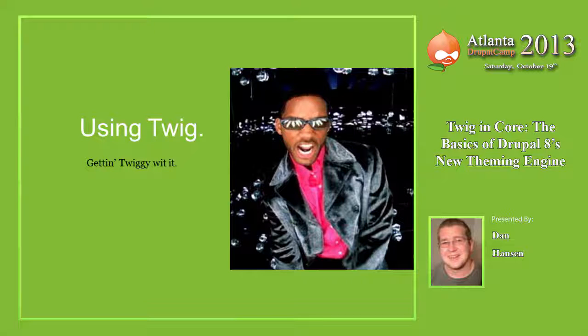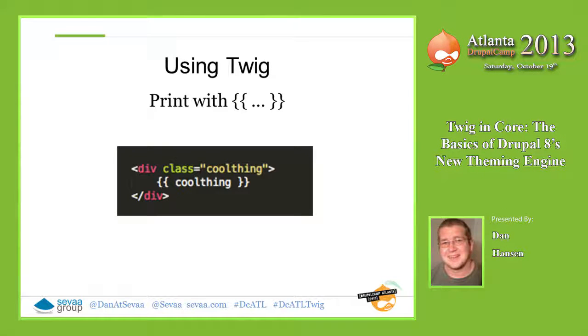Using Twig, I want to go over just the basics of what Twig markup looks like. First and foremost, if you want to print a variable, you wrap it in double curly braces. So you can see that I am printing the cool thing here, inside of this little div. And keep in mind that Twig basically is your HTML with little bits of Twig components shoved in there. So you'll see that coming throughout the whole thing.